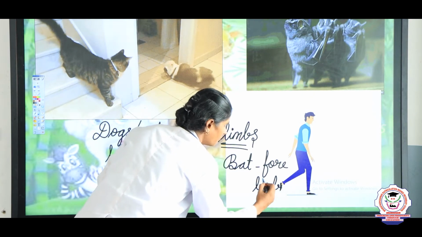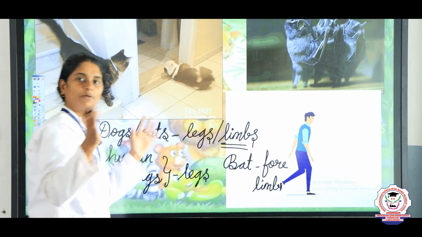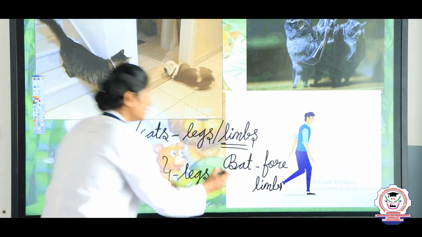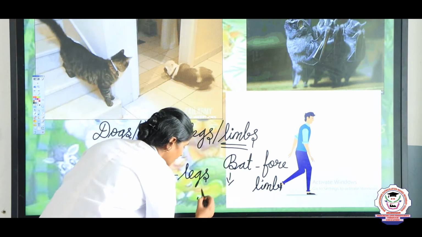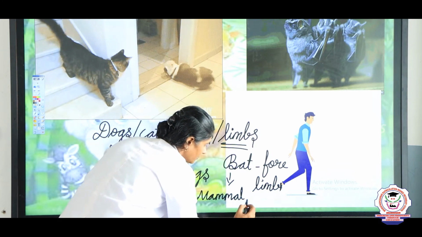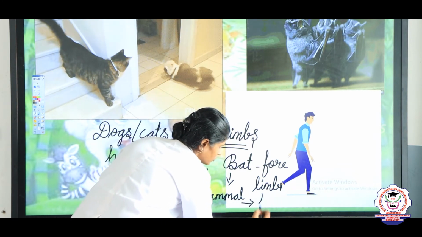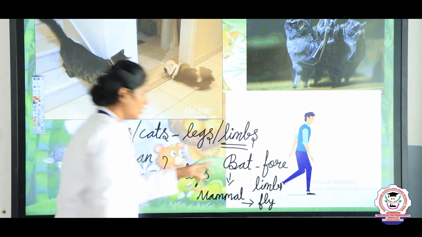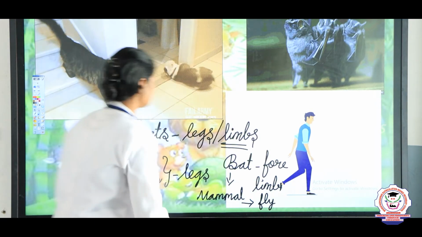So using the modified forelimb, they move from one place to another, and the bat is the only mammal that can fly. So the mammal that flies, the bat is the only mammal that can fly.